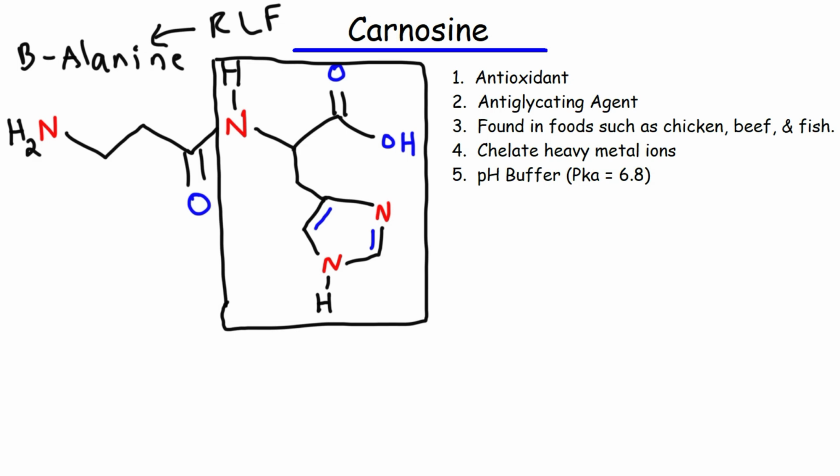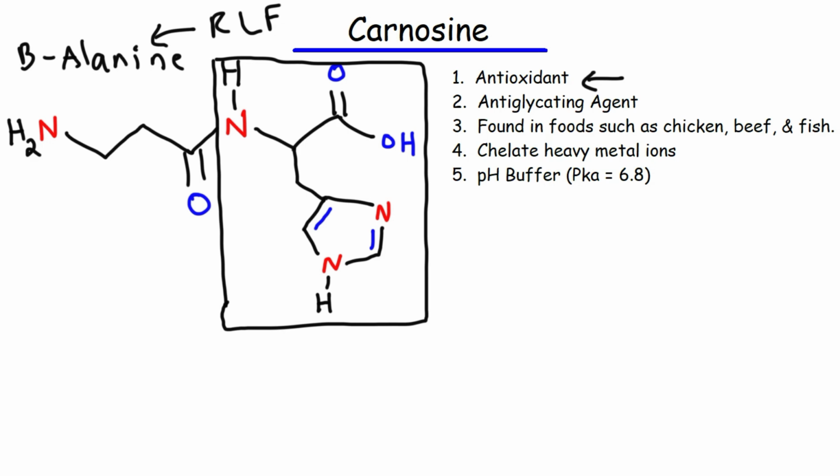Now let's talk about some of the functions of carnosine. Number 1, it acts as an antioxidant. What does that mean? It means it reduces the overall oxidative stress in the body. It works as a free radical scavenger. It can basically neutralize free radicals and other reactive oxygen species that could be produced through cellular respiration.